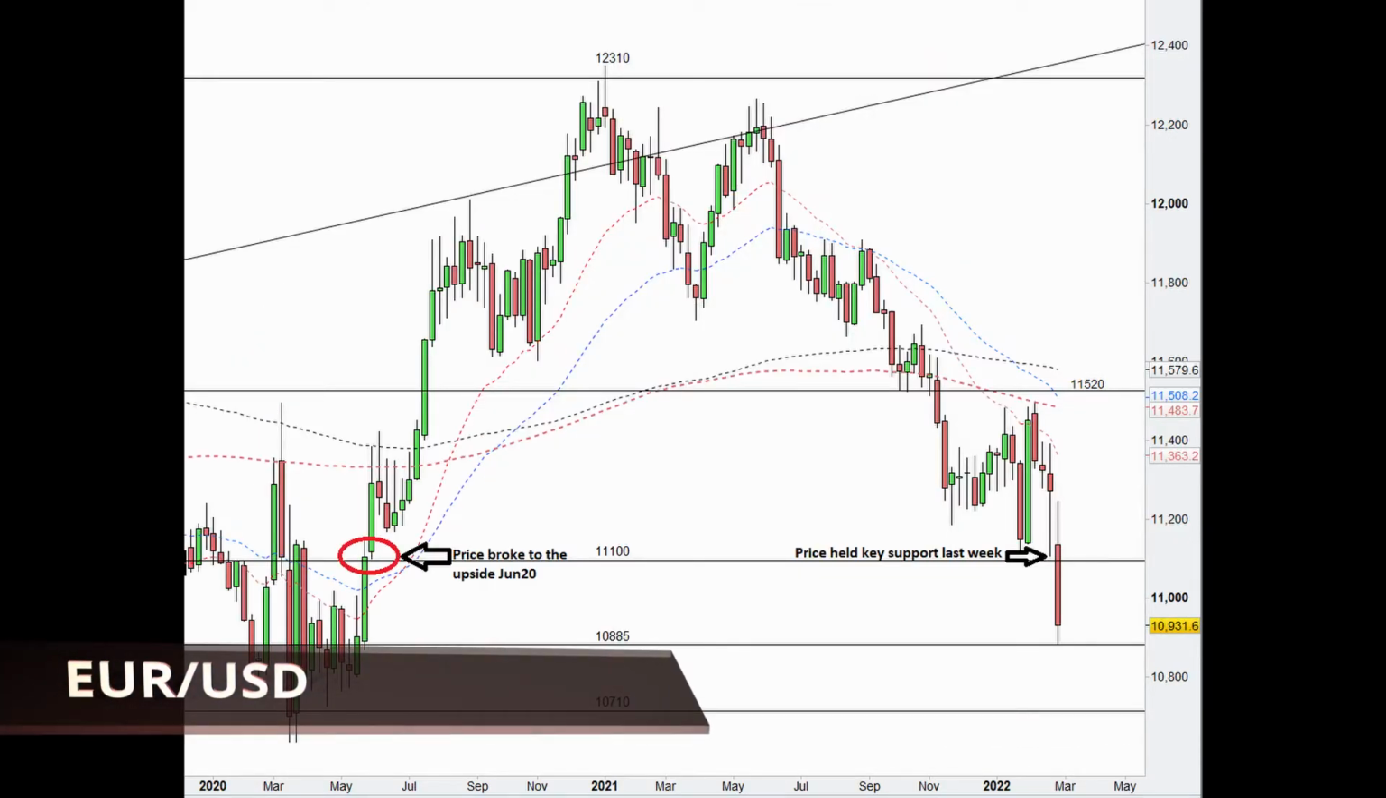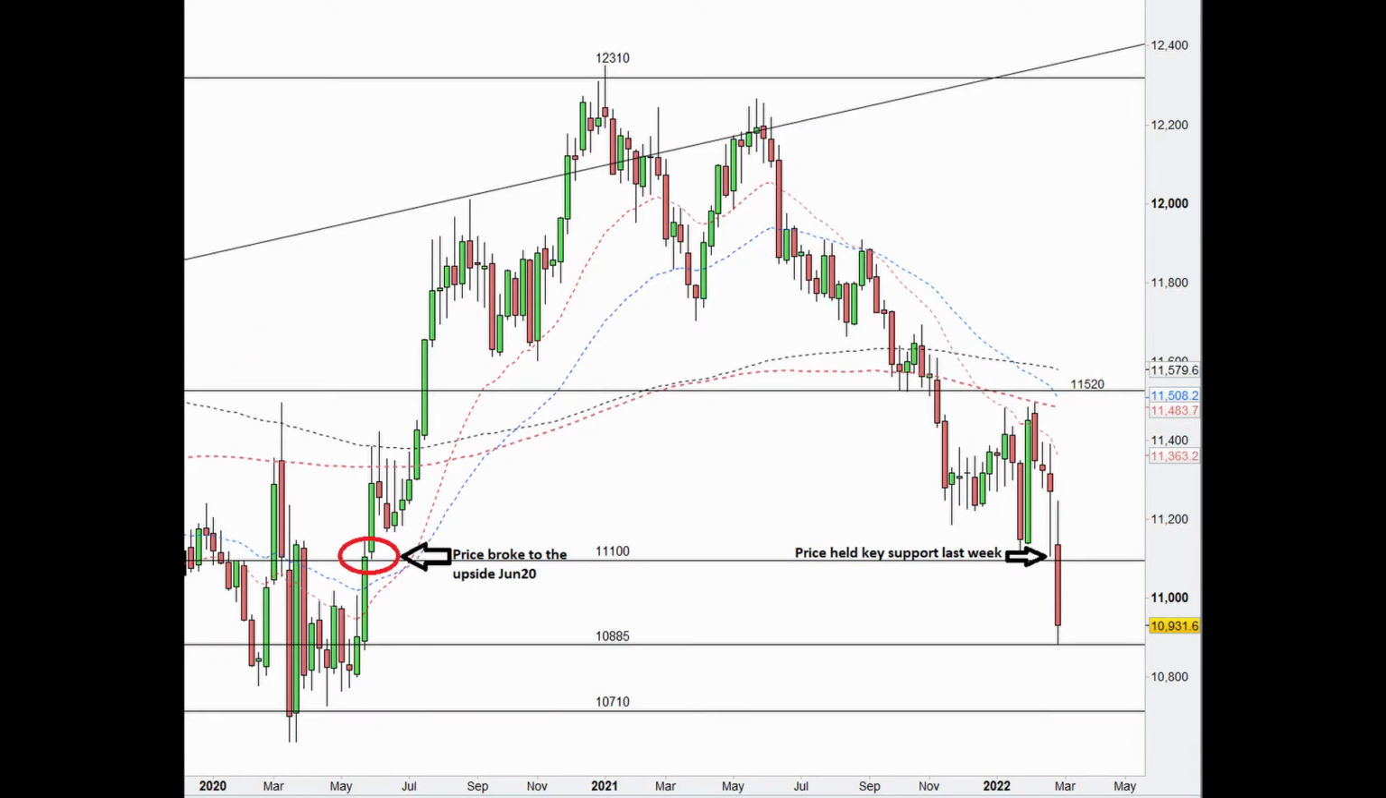I also wanted to cover the euro dollar in this week's video. The reason being, if we have a look at this weekly chart, the euro dollar lost a key support level this week. The 111 handle, which held last week and was the level price broke out of in June 2020 before a new uptrend began. The low of the week, 108.85, will now act as immediate support. However, there is a risk of a flash crash towards the 107, 107.10 area.